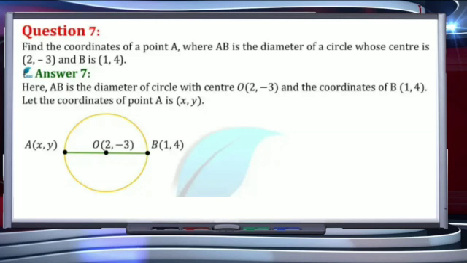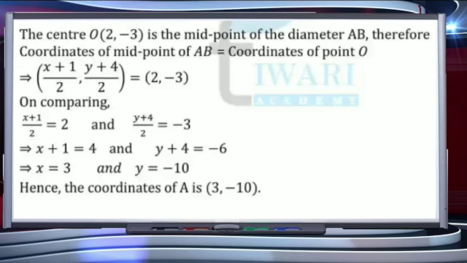So (x plus 1) by 2 must be equal to 2. Similarly, (y plus 4) by 2 must be equal to minus 3. As O is the midpoint of AB, so we will use the concept of midpoint. So (x plus 1) by 2 and (y plus 4) by 2 must be equal to (2, minus 3). Comparing both the pairs, we get (x plus 1) by 2 as 2, which implies x is equal to 3. Similarly, (y plus 4) by 2 is equal to minus 3, we will get y as minus 10. Hence, the coordinates of A are (3, minus 10).